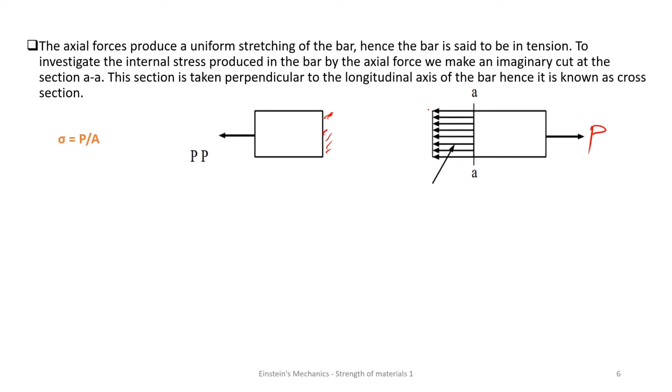Let's assume this is force 1, F1, F2 to the last force, Fn. What we are trying to say is that this force P is equal in magnitude to the summation of F1 to the last force. So these are the internal stresses, the forces which were acting inside the bar we couldn't see.